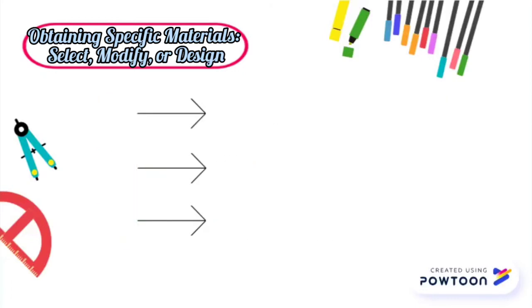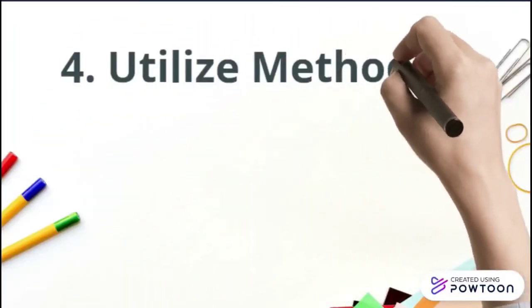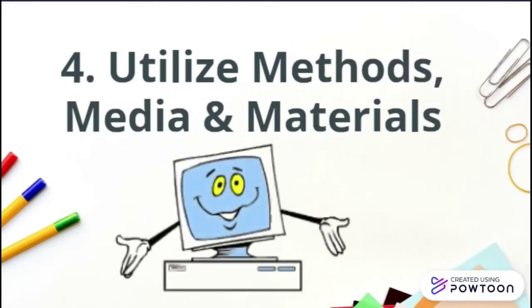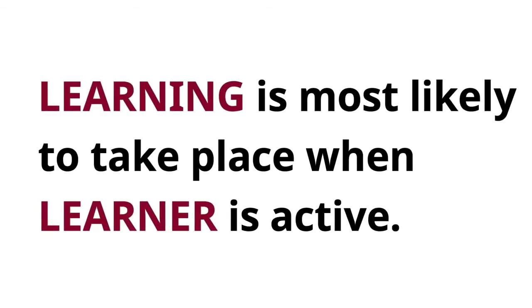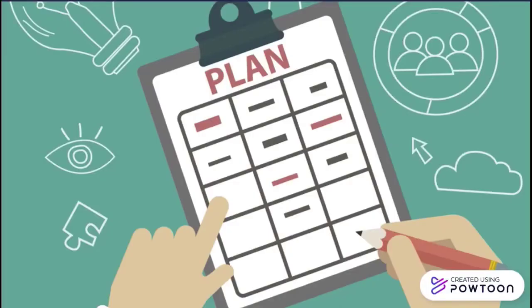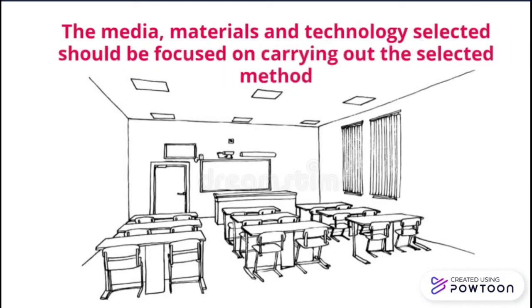The next step after you select your methods, media, and materials is to utilize them. The utilize methods, media, and materials step is where you develop your plan for implementing your media and materials. For each type of media or materials, the teacher selects and describes how they are going to implement the media into the lesson to help learners meet the lesson's objectives. The media, materials, and technology selected should be focused on carrying out the selected method.